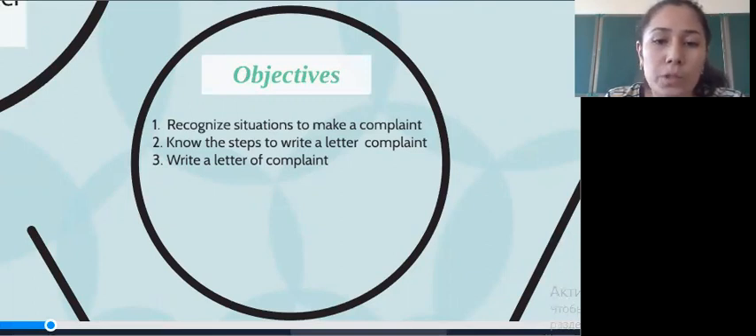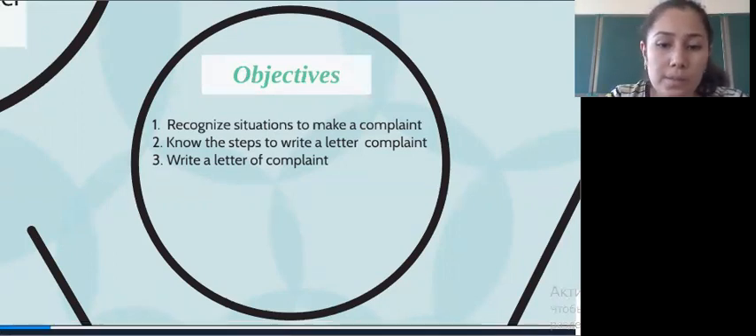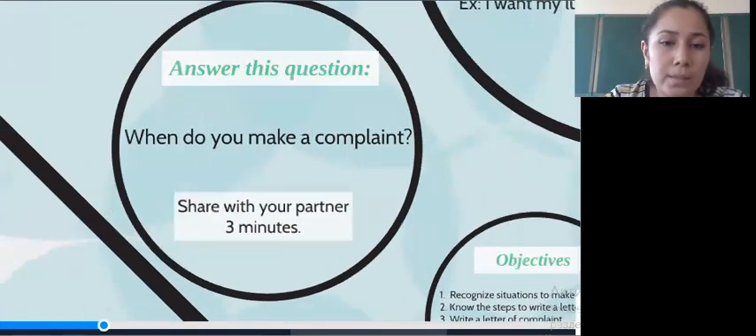Our second objective is to know the steps to write a letter of complaint. Here I will try to give you several pieces of useful information connected to the body of the complaint letter, how to organize our letter. And the last one is how to write a complaint letter. Till the end of our lesson, we will learn how to write a complaint letter. So let's see the first one.